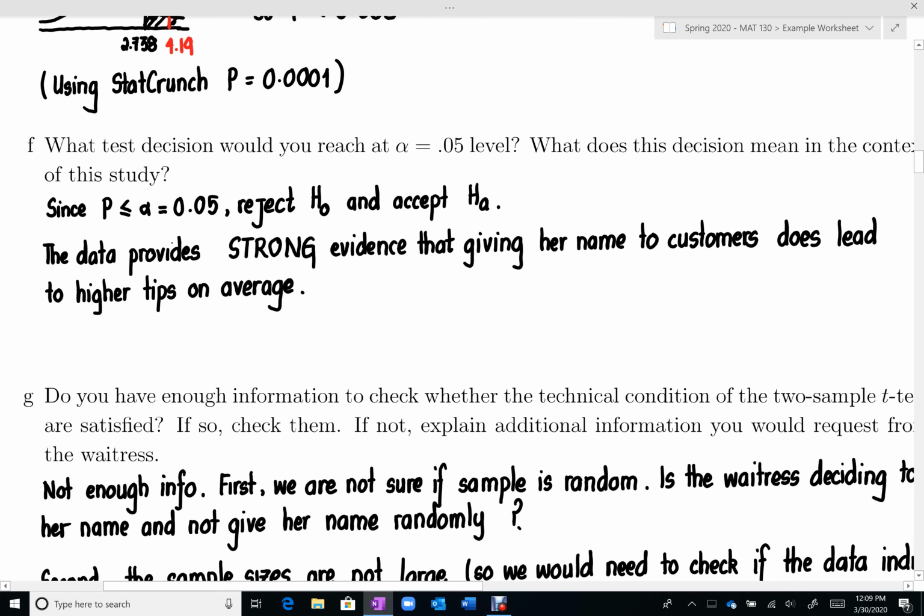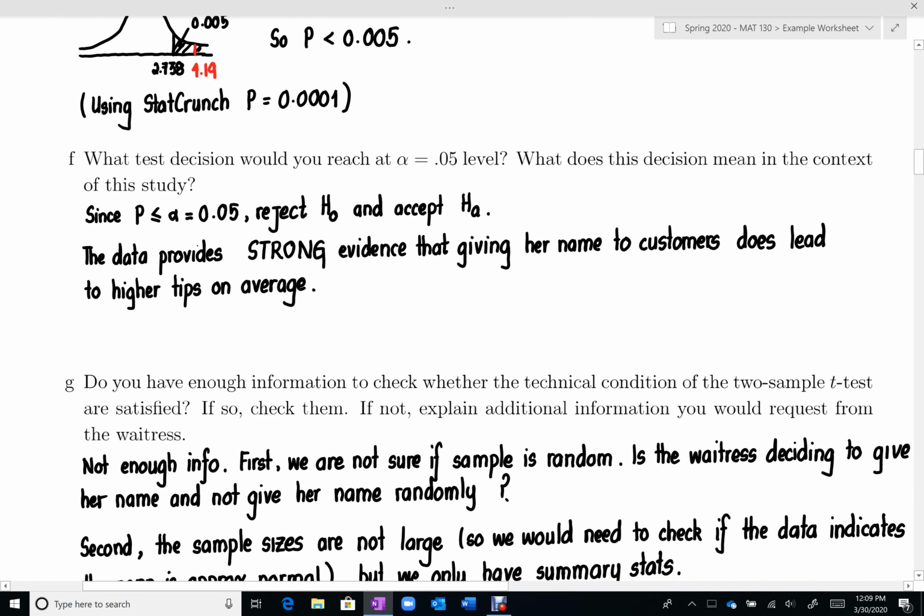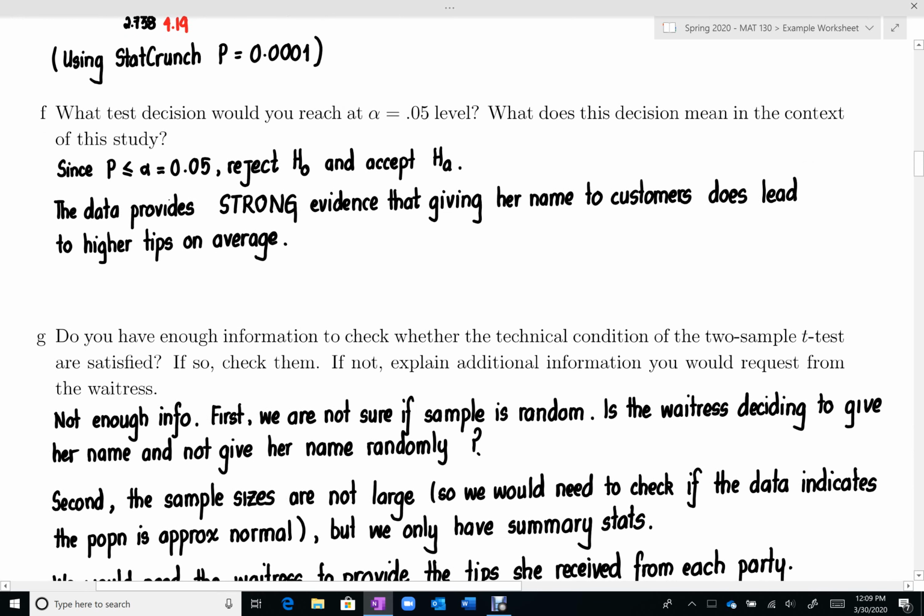First, we are not sure if the sample is in fact random. We don't know if the waitress is deciding to give her name and not give her name randomly. Or in other words, we don't know once she gives her name if she's giving the same service to both the party that she gave her name to as well as the party that she did not give her name to. All right, so that's first.